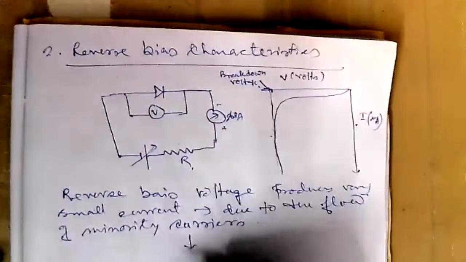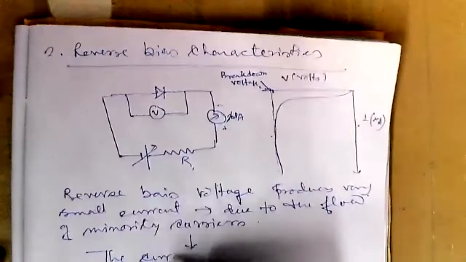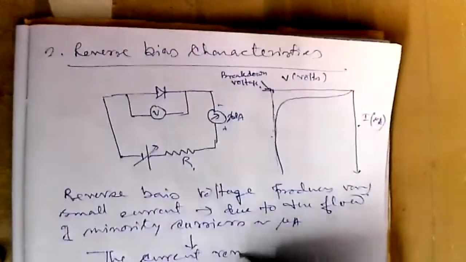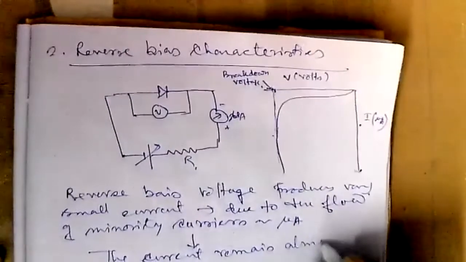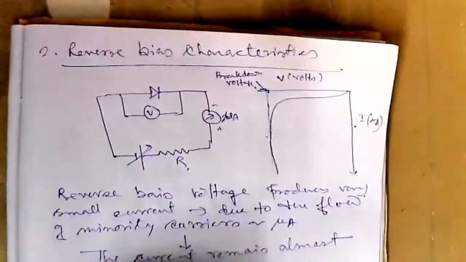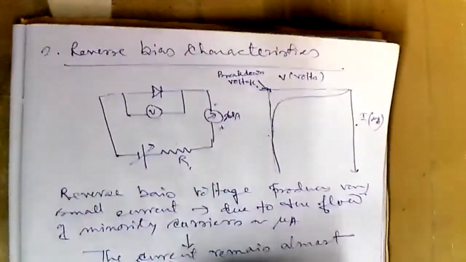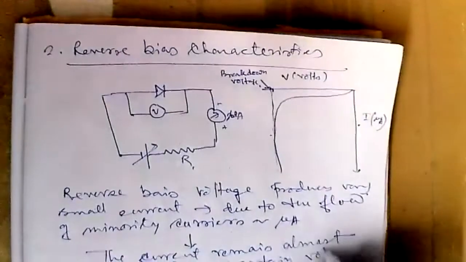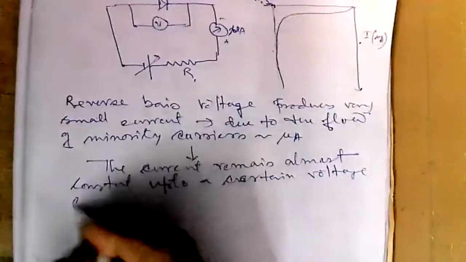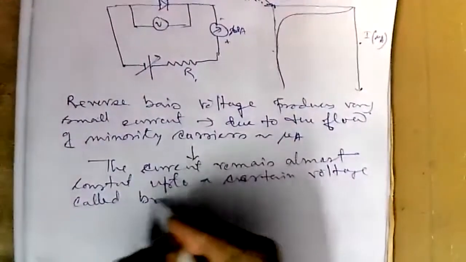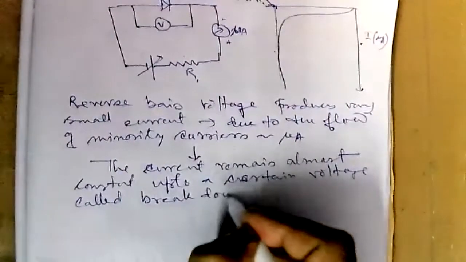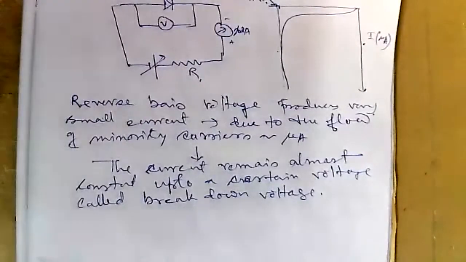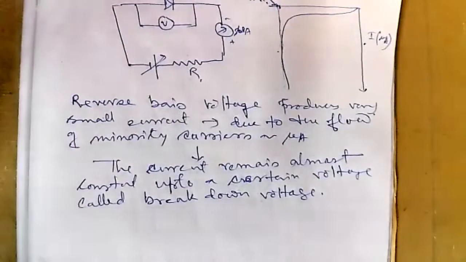And the current, of the order of microampere, remains almost constant up to a certain voltage called breakdown voltage. So up to breakdown voltage, current remains very small.